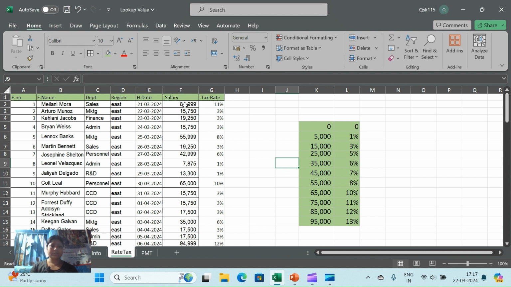Now we got the answer. If our salary is 84,999, it falls between 75 and 85, which is 11%. If our salary is 15,750, it means it is between 15 and 25, so 3%. Similarly 19,005, which is between 15 and 25 in this salary range, which is 3%. Right? Got the answer?